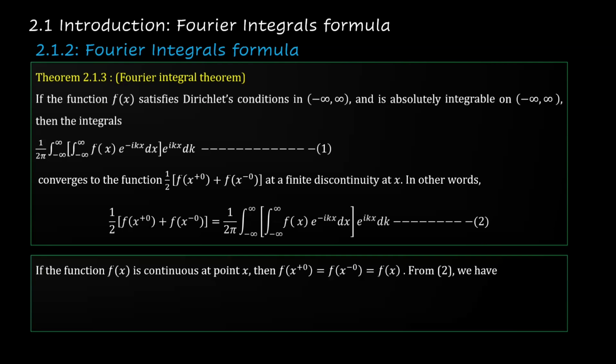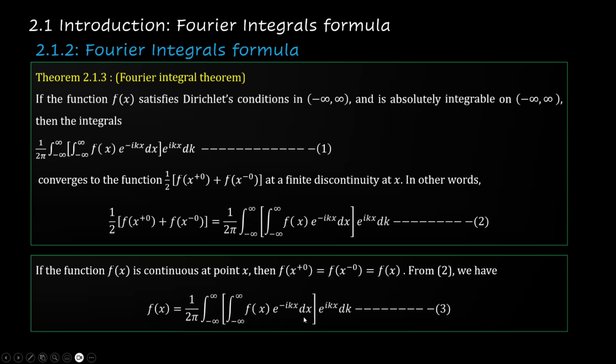If the function f(x) is continuous at a point x, then f(x+0) means x from the right side, and f(x-0) means it is from the left side of x. This is equal to f(x), and from 2 we have f(x) equal to this function. So this is the Fourier integral theorem. It expresses more detail than the previous theorem.